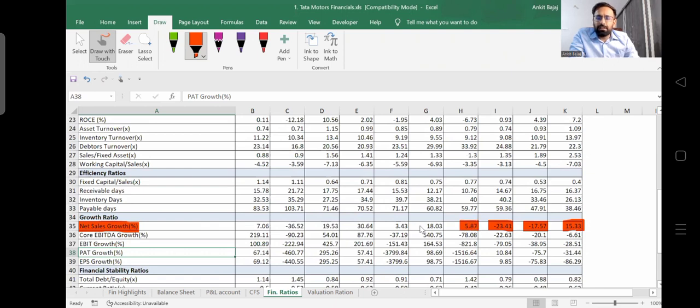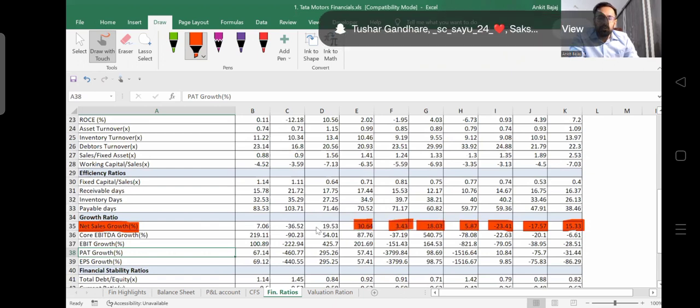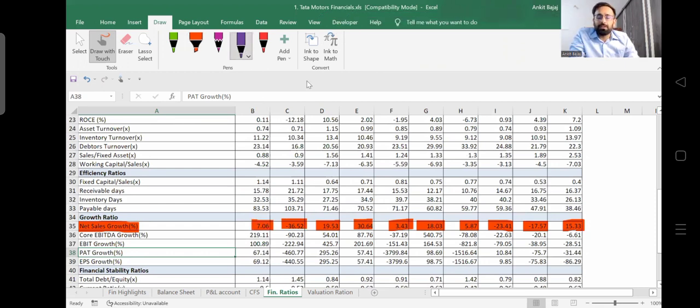Then there was growth, then decline, and then growth again. So you can see the sales growth pattern of Tata Motors is not satisfactory. Most of the time we have seen that sales is declining by a higher percentage and growth is generally a lesser percentage.